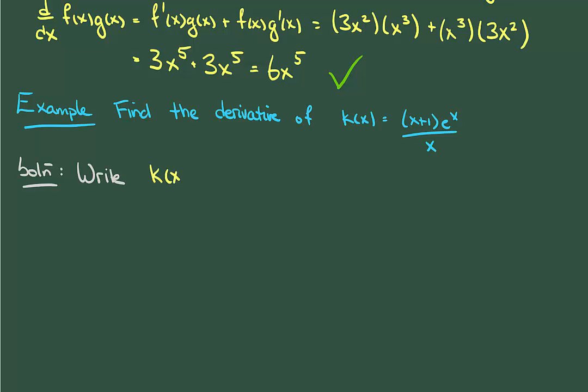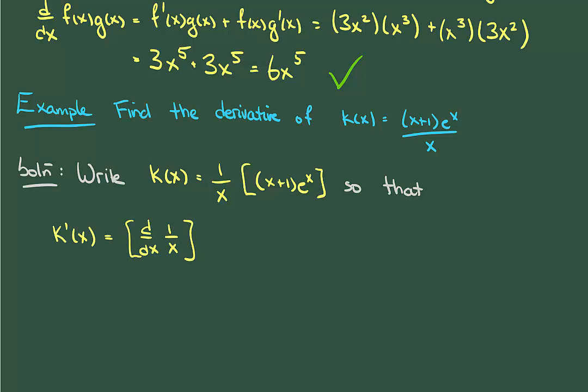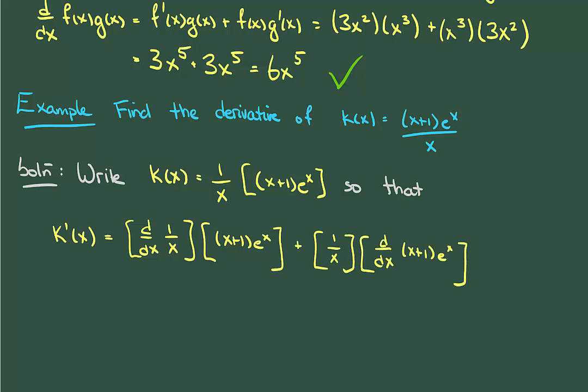Let's write k as the product of 1 over x and x plus 1 e to the x. Okay, so I'm thinking of everything in these square brackets as being a single function. You can name each of these functions if you like, but I'm just going to write out the product rule using the derivative operator like this. Now everything on the left is known, right? We know that the derivative of 1 over x is negative 1 over x squared. On the right, though, we don't know the derivative of x plus 1 e to the x. So let's call this equation dagger so that we can come back to it a little bit later.